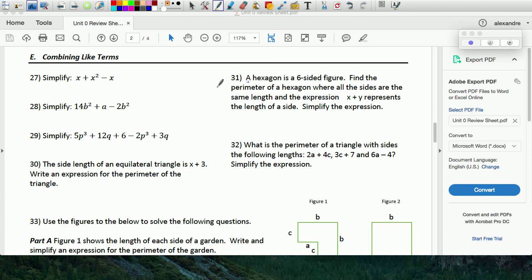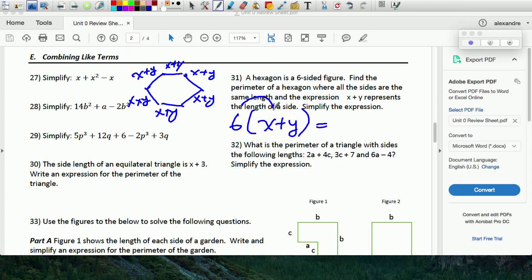31, a hexagon is 6-sided. Find the perimeter of a hexagon with all the sides the same length. So you've got a hexagon. Hexagon has 6 sides. 1, 2, 3, 4, 5, 6. And each side is x plus y. X plus y, x plus y, x plus y, x plus y, x plus y, x plus y. So you're multiplying this by 6 or adding this x plus y 6 times, right? So the easier way is to do this 6 times x plus y.